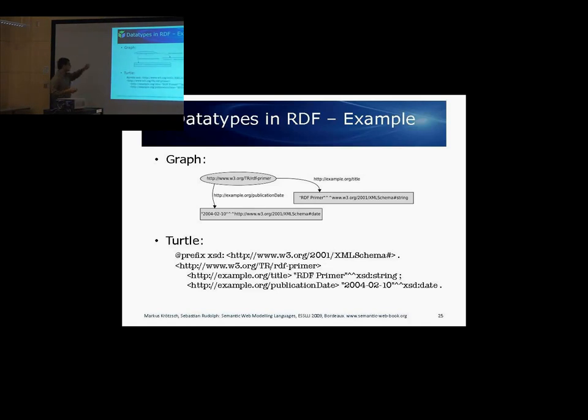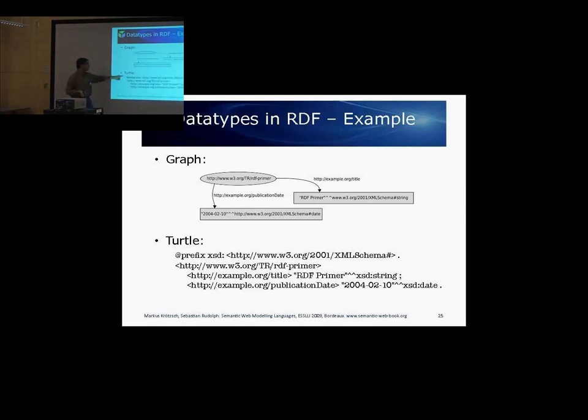So again, over here, if I have to represent this particular thing, if this is the graph which I have, then the turtle syntax for representing the same graph will be the following. There is an RDF primer, which is possibly the best source if you want to learn about RDF. This is the actual URI for that primer, and it has a specific publication date, and it has a title which is RDF primer and so on.